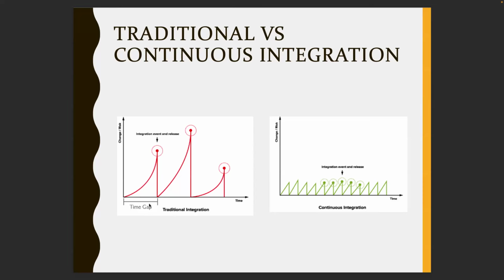If you see, the time gap between the integration events is very huge, right? Maybe once in 3 months, once in 6 months, kind of. But now every day there would be integration, and integration happens multiple times. Every change will be merged into the system, integrated and tested. That's what a continuous integration process is.